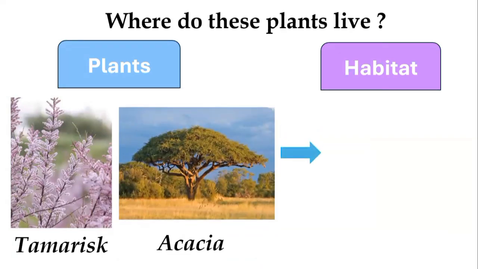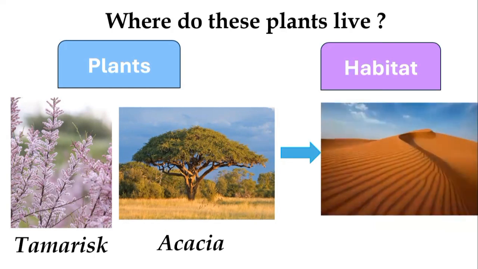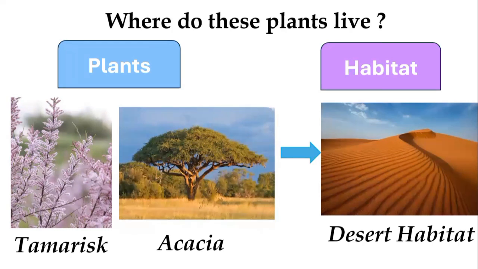Tamarix and acacia. Tamarix and acacia are in the desert habitat. I talked about acacia first. I told you that acacia stores water inside the leaves, so it's like a camel, storing water. So the best habitat is desert.